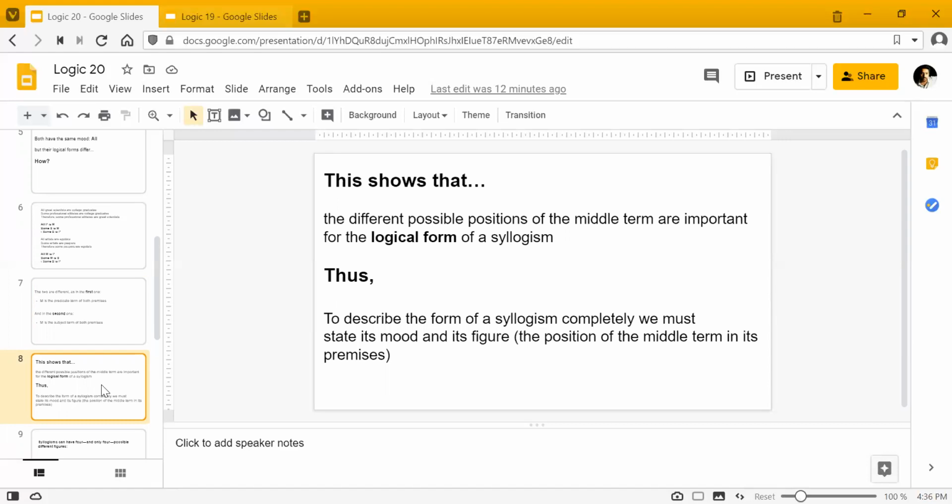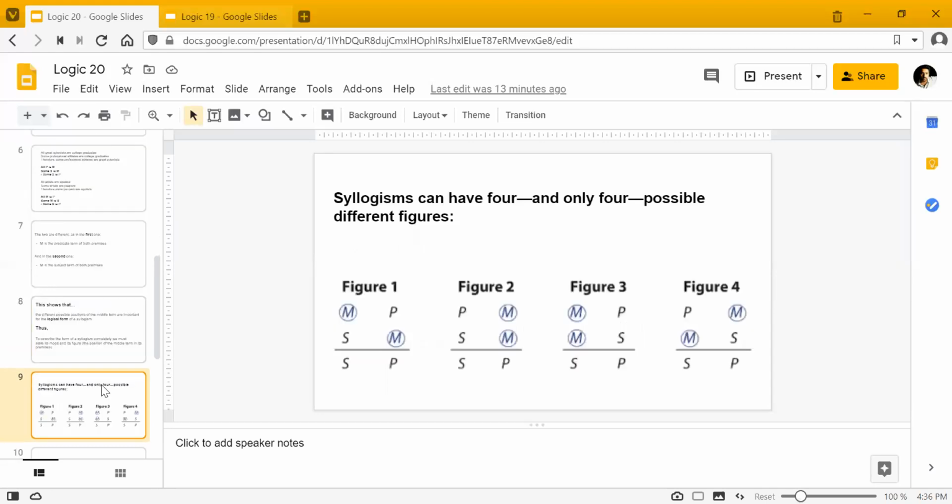So mood का तो हमें समझ आ गया. Figure के ऊपर हमने अभी बात कर ली. Figure है क्या? Figure basically middle term की placement है और कुछ भी नहीं है. लेकिन अब इस placement के साथ how will we get to know what the possible figures of a syllogism are? So ये है another thing that you have to remember. So इसको आप एक मिनट देखें.